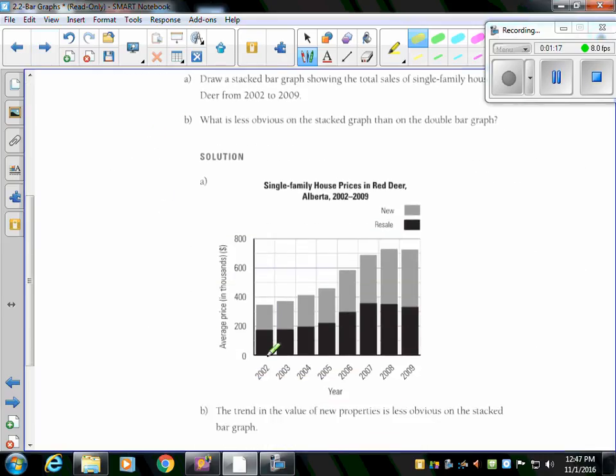is the resale homes 172, they drew that, and then on top of that they added the amount for the new, the 190 something. Okay, and so you can see that people on average spent less money on their homes in 2002 than in 2009. Between 2008 and 2009, they were very similar in the total price that was spent, new or old.